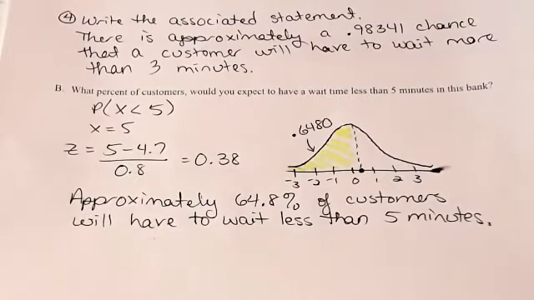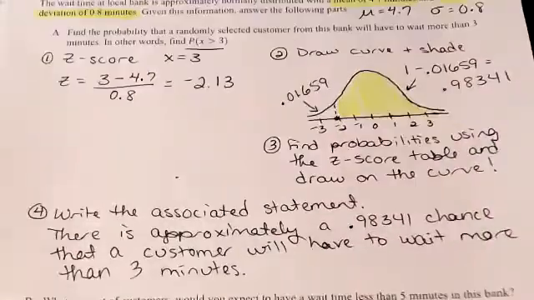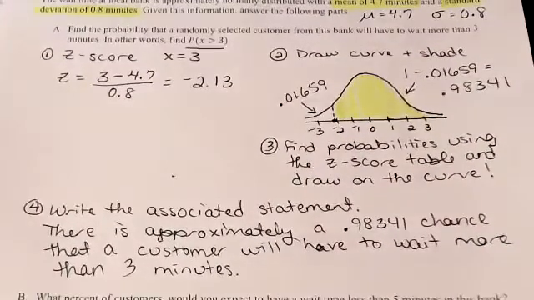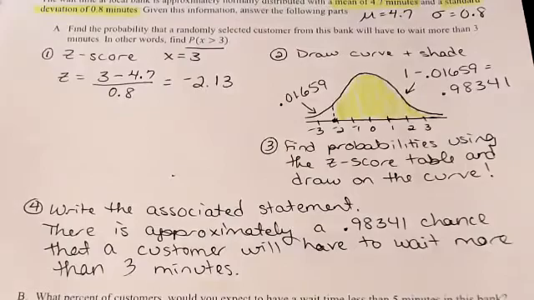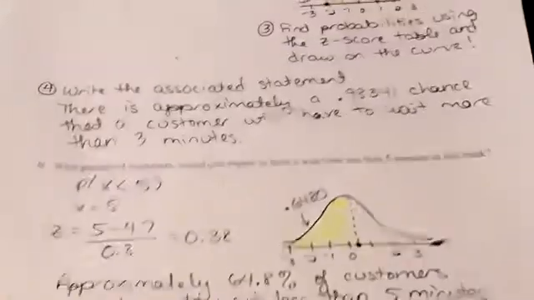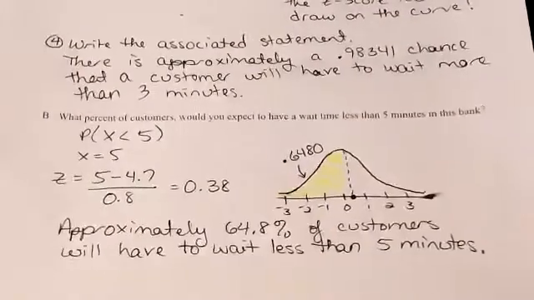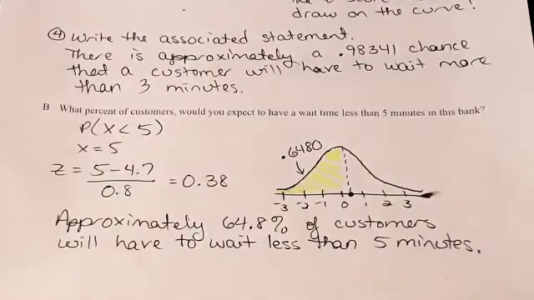As always, make sure you're considering the steps above. You may want to always refer back to this layout for part A. 1, find the z-score. 2, draw the curve and shade. 3, find the probabilities and place it on the curve. 4, write the associated statement. So always use that as a guide to help you work through these particular problems. What are your questions for me so far?